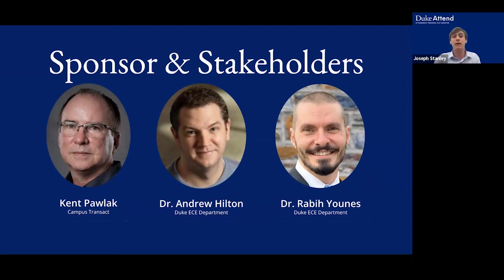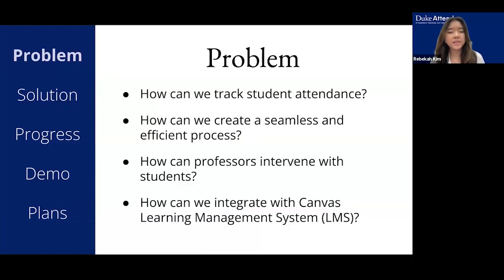So I'm now going to pass it on to Rebecca to go over exactly what problem we were trying to address. Yes, the problems we have been addressing over the past 10 weeks include how can we track students' attendance in a seamless and efficient process for both the professor and the students. We also address how can professors easily intervene with students if they have not been showing up to class and it has been affecting their performance in the class. Lastly, how can we integrate with the Canvas learning management system since Duke is starting to use Canvas next year?